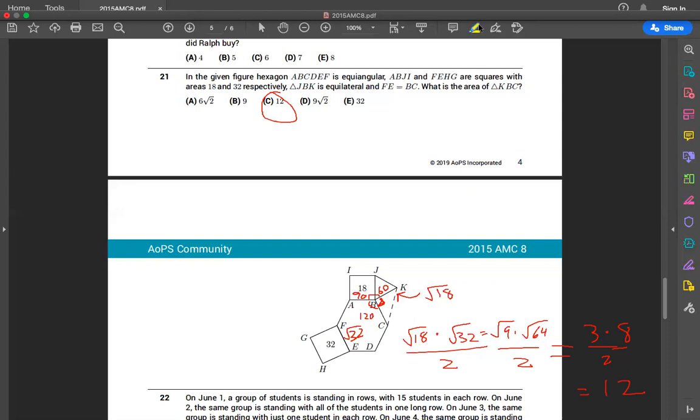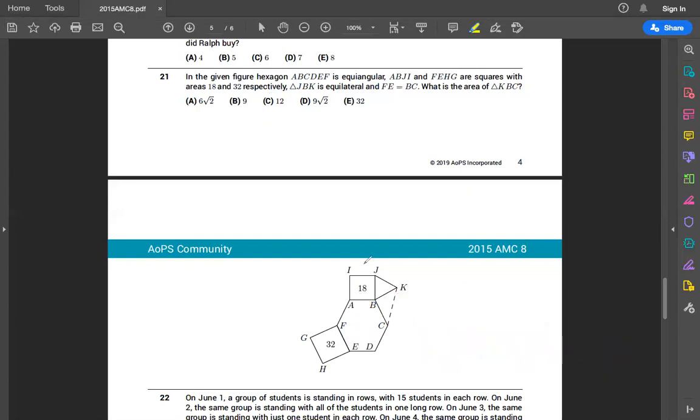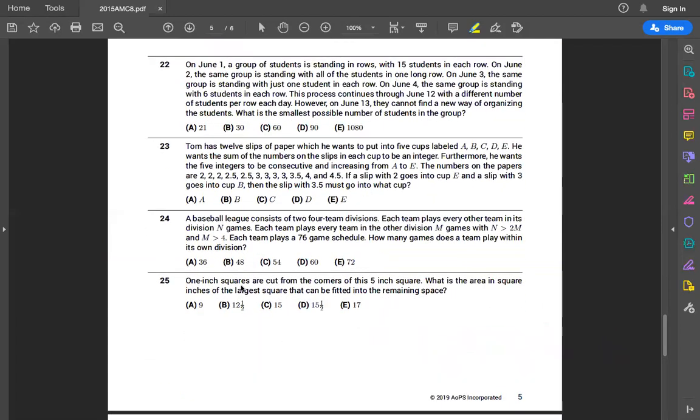All right, we'll move on. Here we go, last 4.